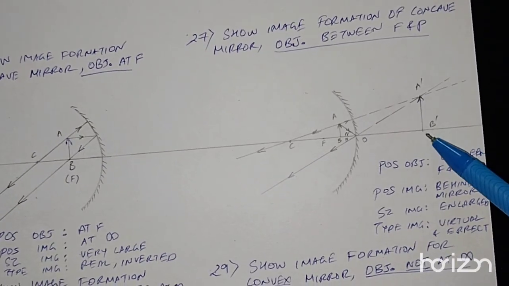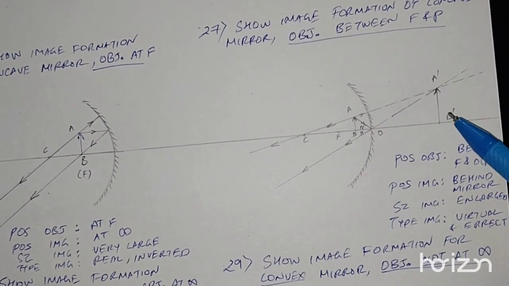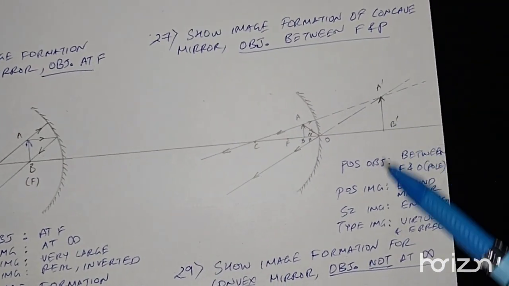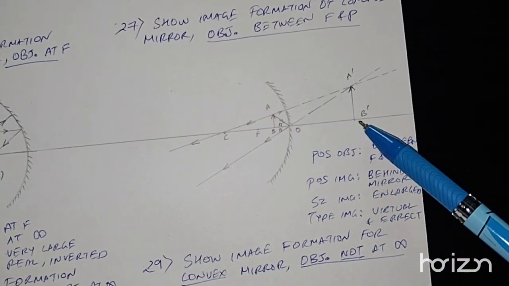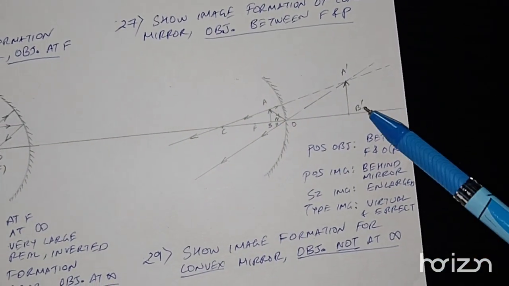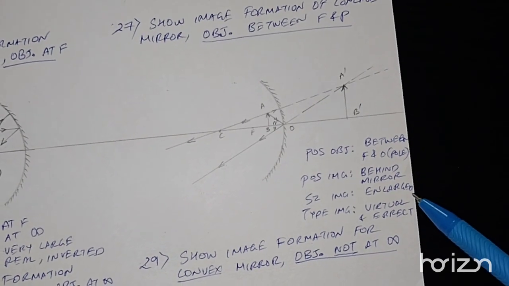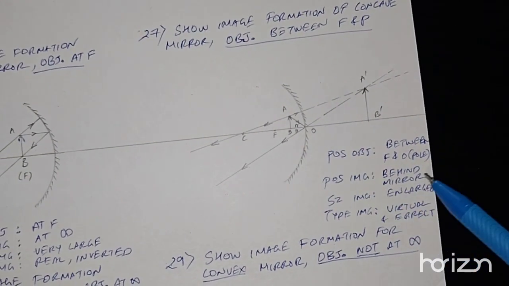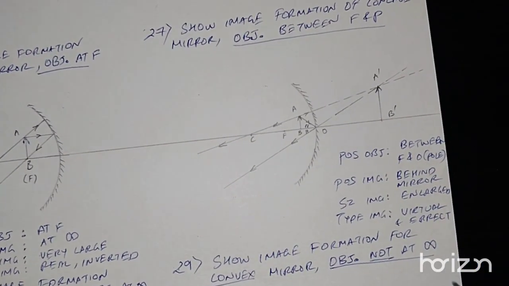It is also erect because AB is with the arrow up and A dash B dash is also with the arrow up. So the image is erect, and the image is enlarged because look at the size of object AB and look at the size of A dash B dash. A dash B dash is bigger than AB, so the image size is enlarged. So when you place an object between F and O, the image is enlarged, it's behind the mirror, it is virtual and it is erect.